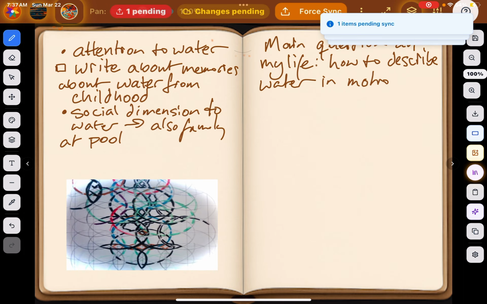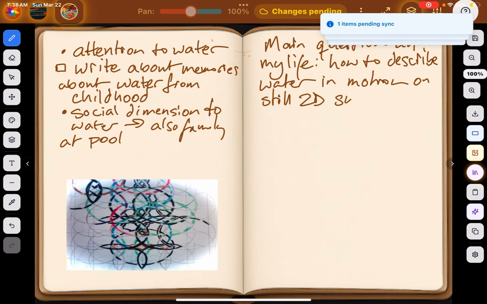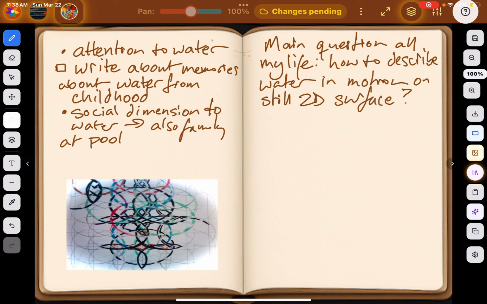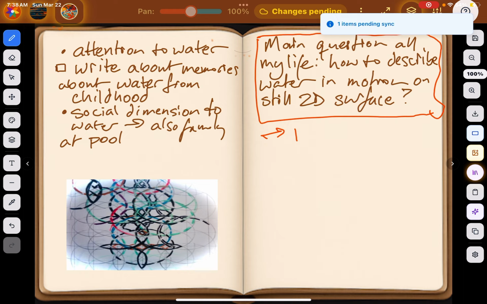Water in motion, on still, 2D surface. Now, I'm not a math guy, or at least, I like math. Math's not always my friend. So the question became, how do I nail this down? And I started with photos.